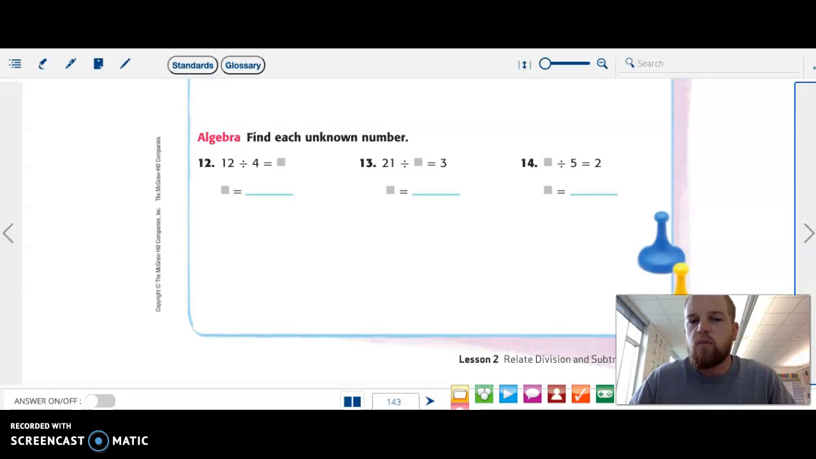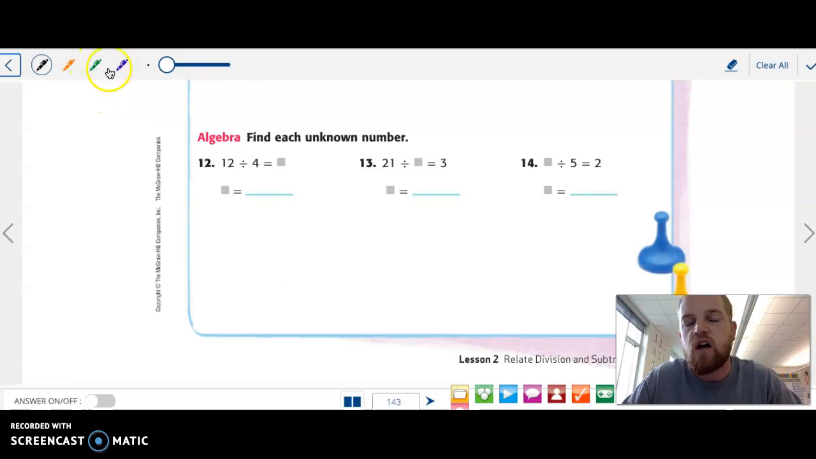So we're going to take a look at number 13. Now, these are the ones where we have the variable. So remember, our variable is what we don't know. It's the unknown in the equation. In this case, it is this box here. Okay, so I'm going to use my box.